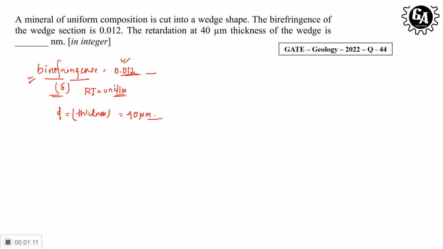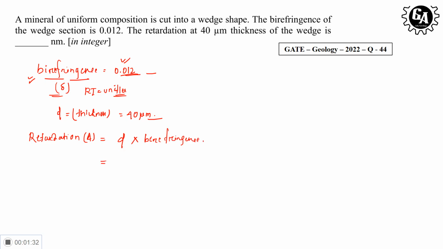Now it is asking about the retardation. Retardation is denoted by this delta symbol. For retardation we have a formula: thickness into birefringence value. Thickness into birefringence value.